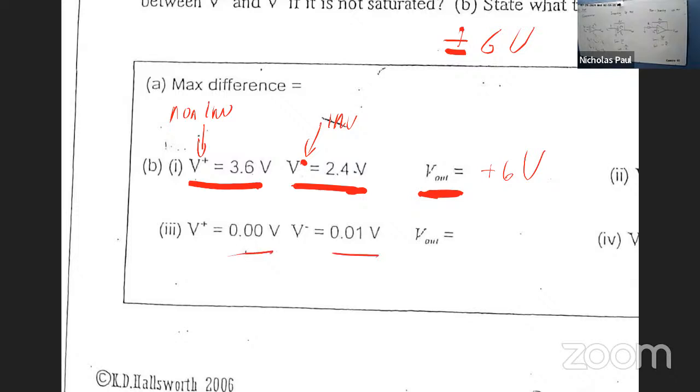Next one. Which one is bigger? Non-inverting or inverting? Inverting is bigger, so what will the answer be? Negative. You get it right. Next one.